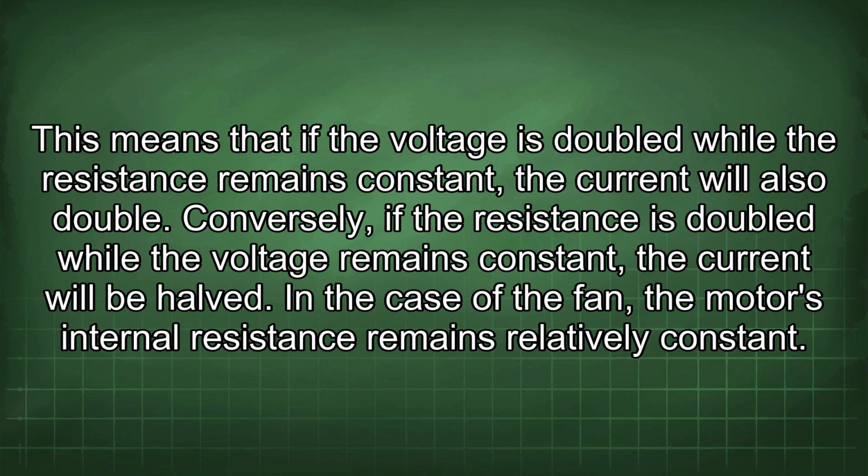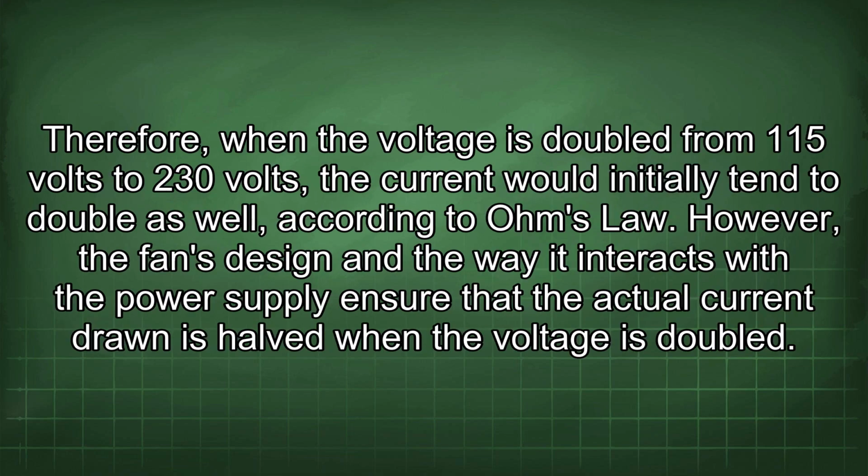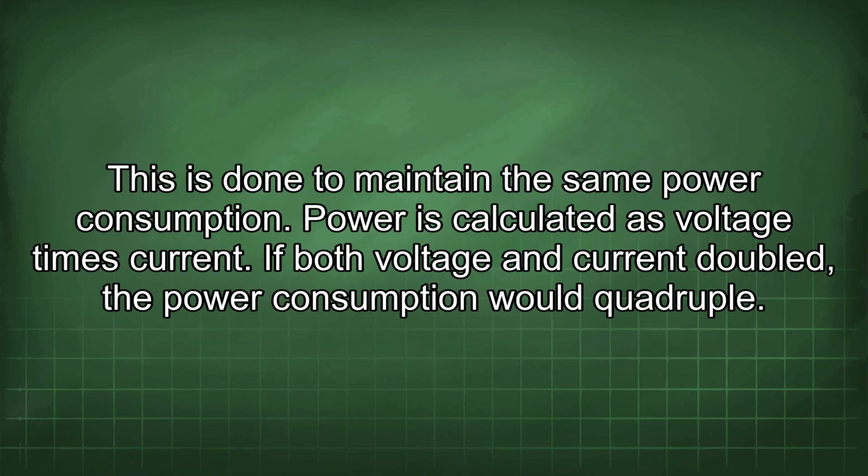In the case of the fan, the motor's internal resistance remains relatively constant. Therefore, when the voltage is doubled from 115 volts to 230 volts, the current would initially tend to double as well, according to Ohm's law. However, the fan's design and the way it interacts with the power supply ensure that the actual current drawn is halved when the voltage is doubled. This is done to maintain the same power consumption.